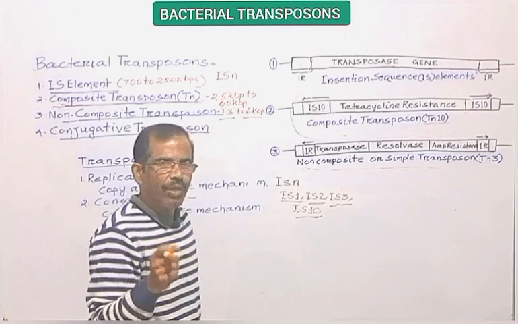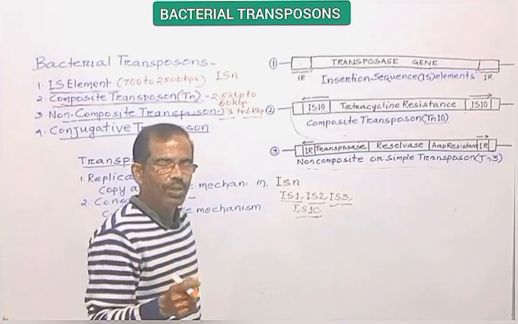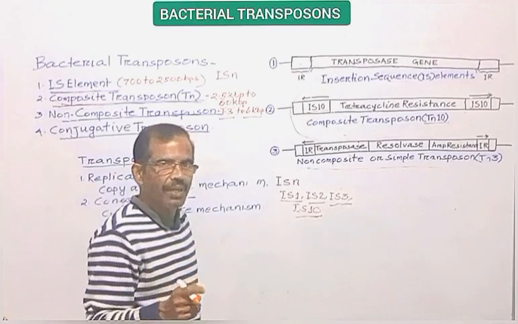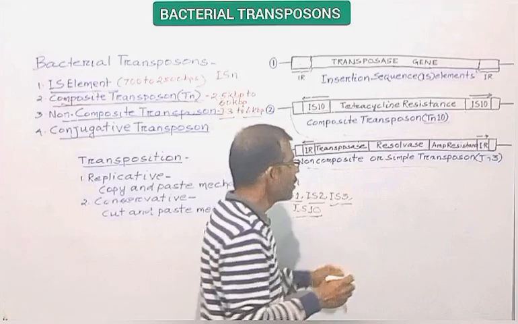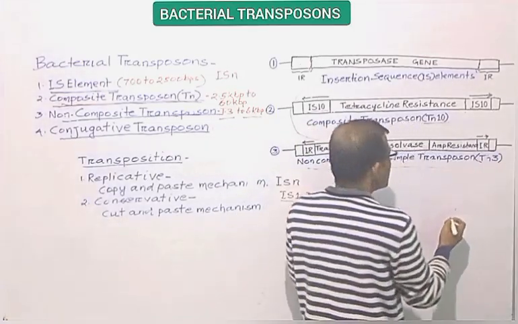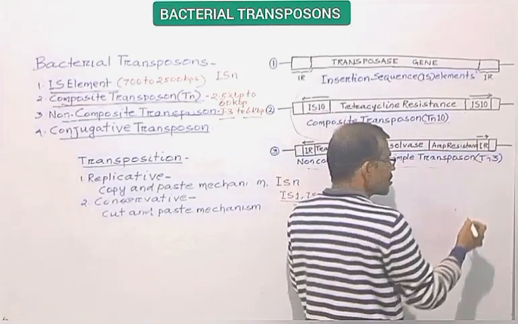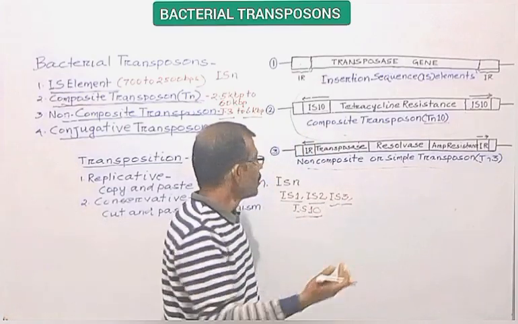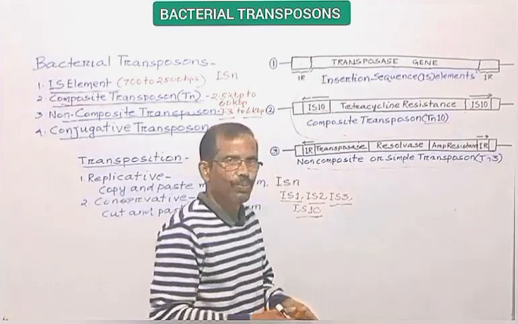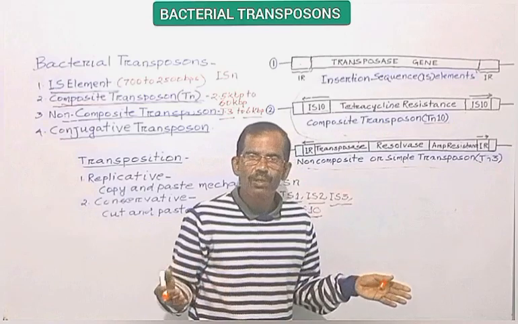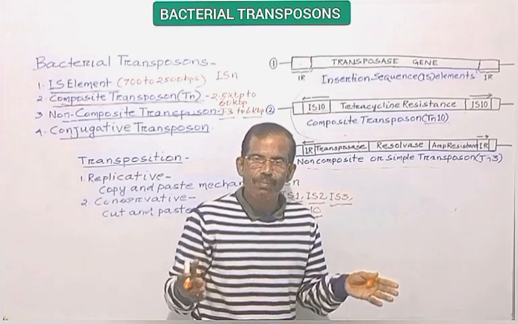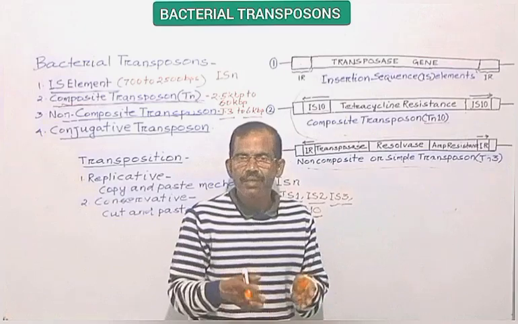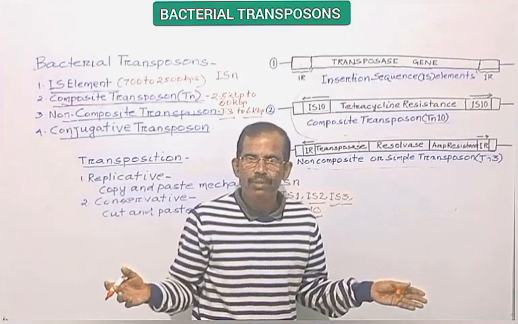In addition, non-composite transposons often carry genes for antibiotic resistance. For example, in Tn3, the antibiotic resistance gene codes for ampicillin resistance. Non-composite transposons also contribute to the spread of antibiotic resistance and other traits, thereby aiding in bacterial evolution.